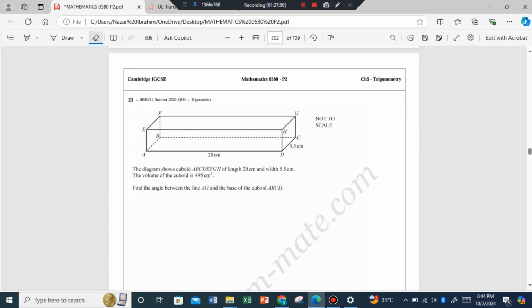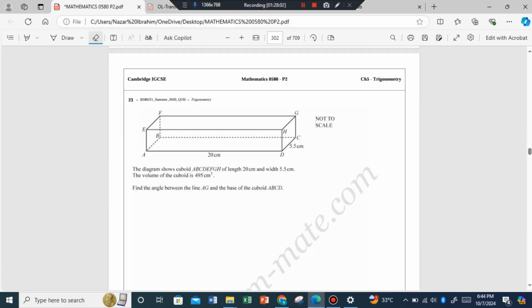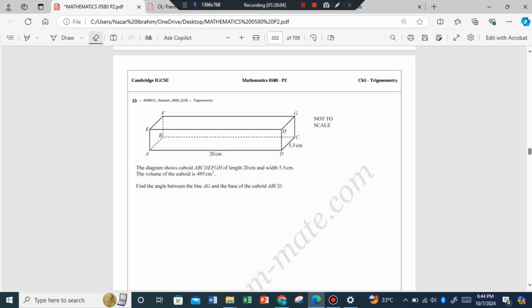Question number 23. The diagram shows a cuboid, right? In this cuboid, the volume is given to me, and the two sides, length and width. I don't know the height, but I have the cuboid's volume. I need to find the angle between the line AG and the base of the cuboid. Again, a similar type of question which we have done before.